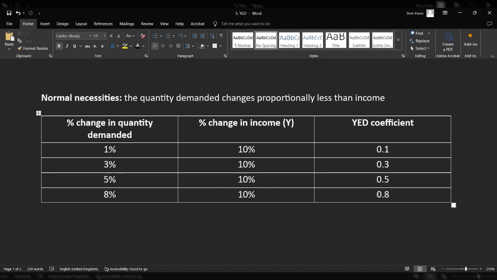This is cleaning products. This is toothpaste. This is certain food groups, fruit and vegetables probably. You get a change in income, you might buy a few more, but you're not spending loads and loads more.